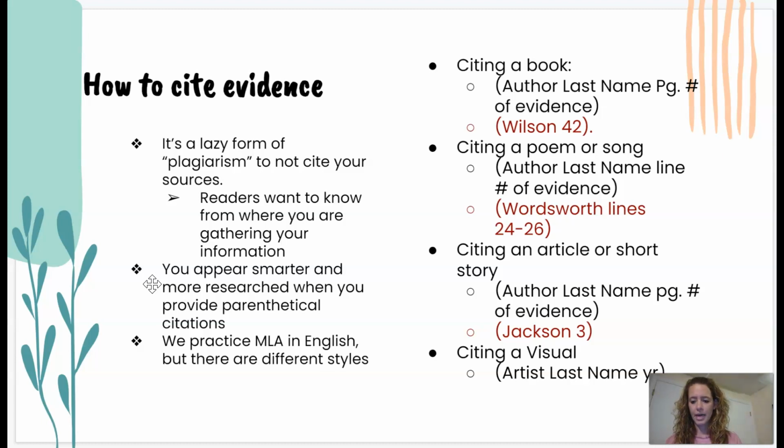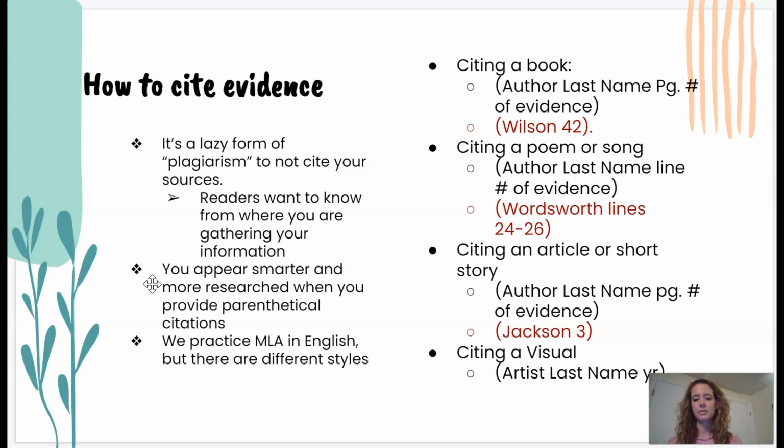All right, when you add evidence to support an answer, you should cite it. Otherwise, it's kind of a form of plagiarism. You're not saying that the other person's words are yours, but when you don't give credit to somebody else, it's kind of a lazy form of plagiarism that we want to avoid as much as possible. Readers want to know where you're getting your information from, so if they also want to pursue that text, they'll know who the author was and where to find it. You obviously are going to appear smarter and more researched when you provide parenthetical citations to support your claims.